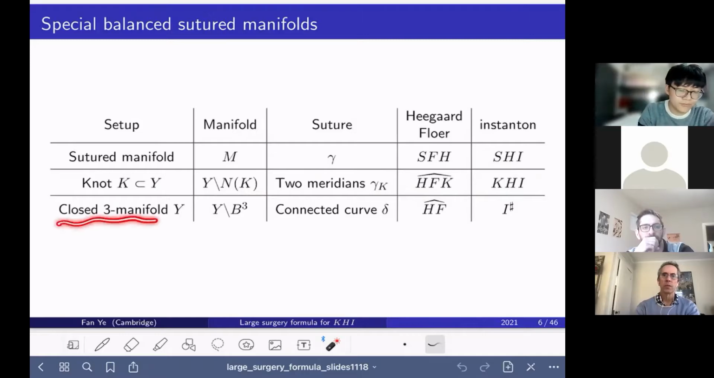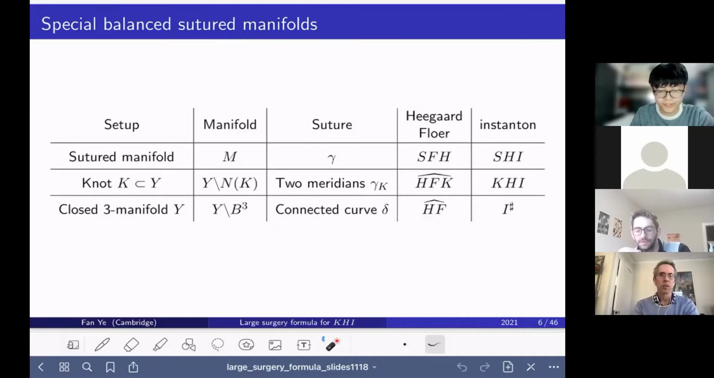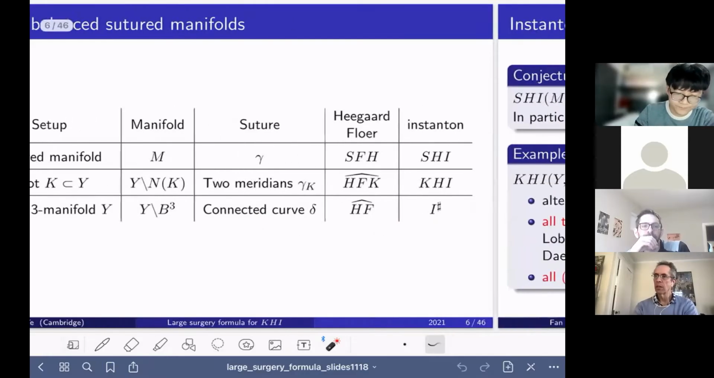For a closed 3-manifold Y, we take the manifold to be Y minus a 3-ball, and the suture to be a connected curve on the boundary. Then in Heegaard Floer homology, we use HF hat, and in instanton we use I sharp. This is a little different from the I omega I mentioned before. This is another version of instanton Floer homology.